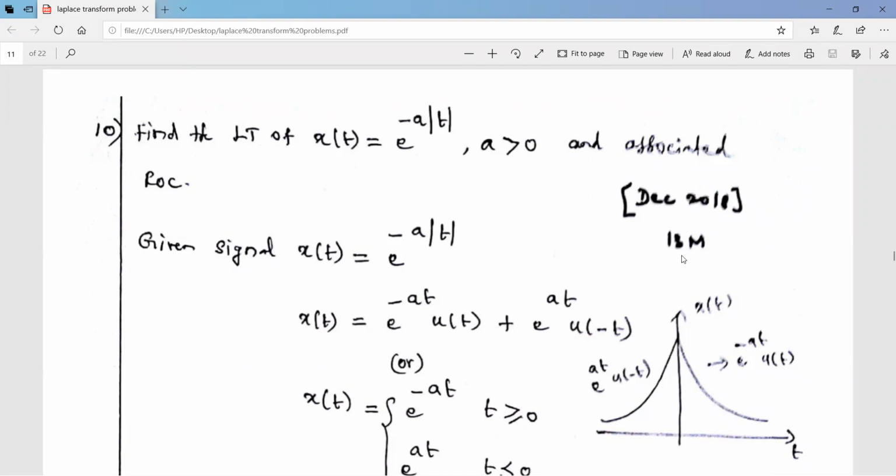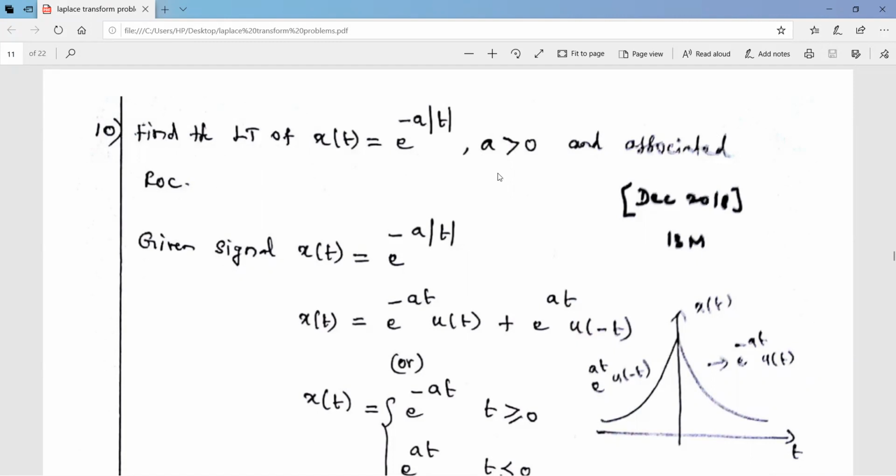It was asked for 13 marks in December 2018. Sometimes instead of this a, there may be b given, or some constant may be given, but the procedure is the same. Here the question is: find the Laplace transform of the signal x of t equal to e power minus a modulus t, for a greater than 0, and the associated ROC.